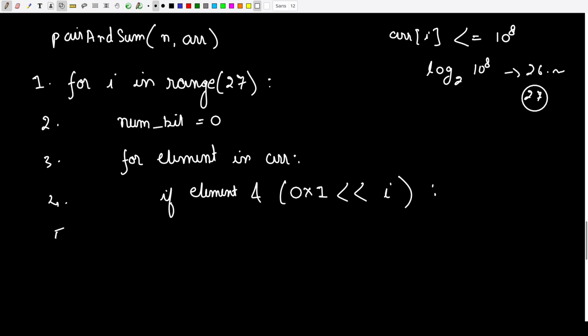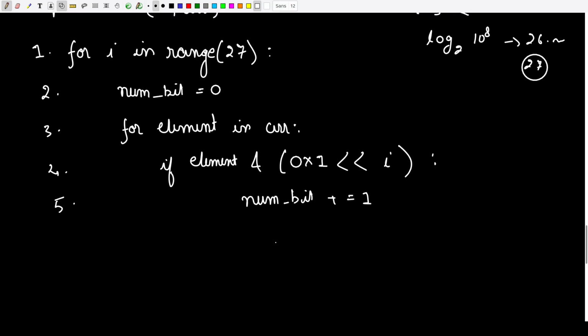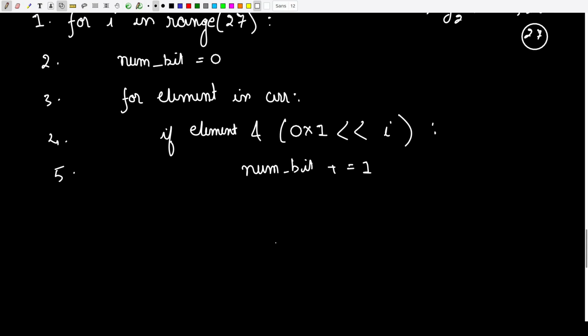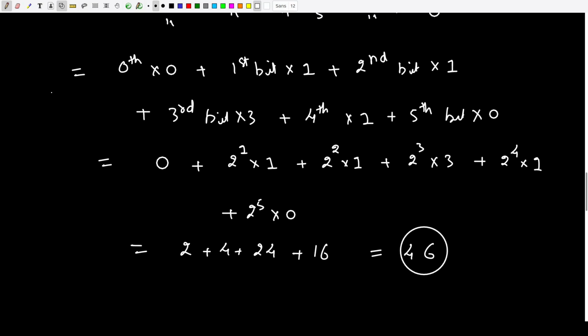If the ith bit is set in the element, then we are going to increase num bit by 1. Otherwise we will just move on to the next element. And once we have identified that the particular bit is set for num bit times, now is the time to compute this part.